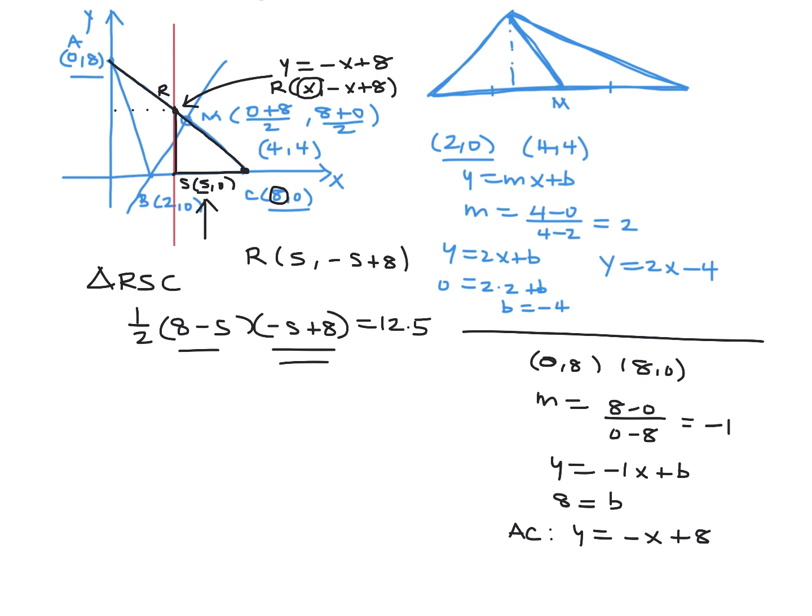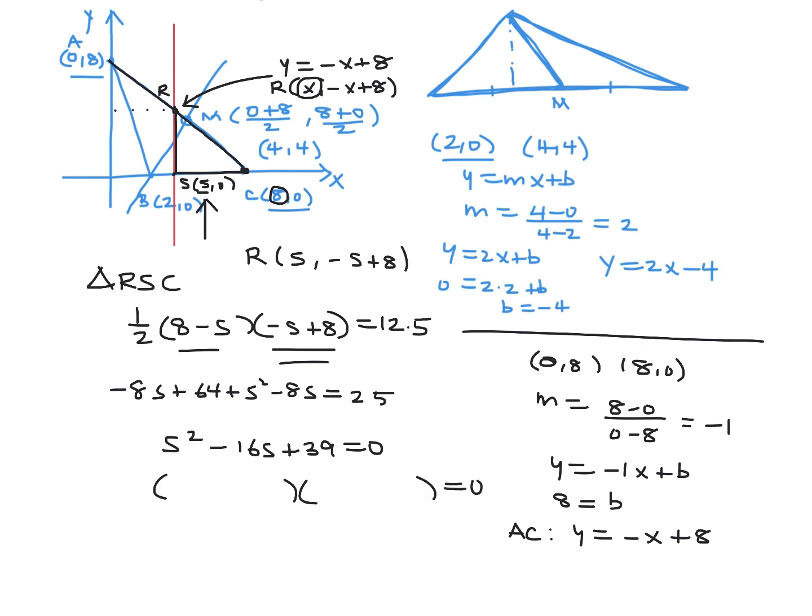All right, so let's expand this. Let's see here, what do we have? First, let's get rid of that 2, make that 25. And then minus 8s plus 64 plus s squared minus 8s. So s squared minus 16s plus 39, I believe, equals 0. And then factor this: 13, 3, minus, minus. I believe that works. So s is going to be either 3 or 13. Now, looking at this diagram, s is going to be between 2 and 8, so s is going to be 3.